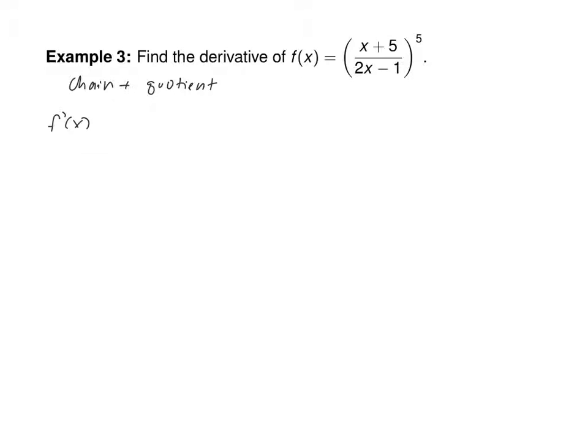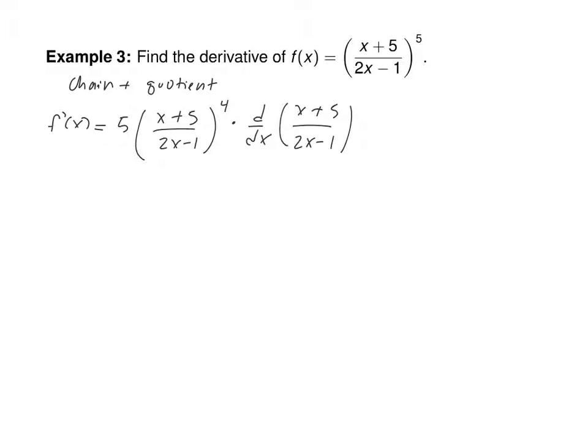So f prime, you've got stuff to the 5th. So that becomes 5 times stuff, unchanged, to the power of 4, multiplied by the derivative of x plus 5 over 2x minus 1. That d over dx is a way of saying take the derivative. You could also put a prime sign around the parentheses. That would notate the same thing.